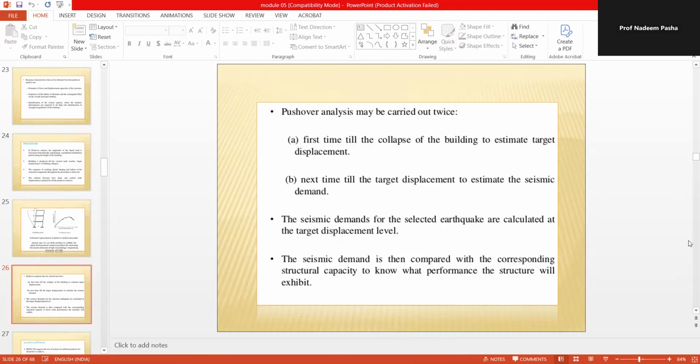The seismic demand for the selected earthquake is calculated at the target displacement level. So how are the seismic demands calculated? The seismic demand for the selected earthquake is calculated at the target displacement level. The seismic demand is then compared with the corresponding structural capacity to know what performance the structure will exhibit.